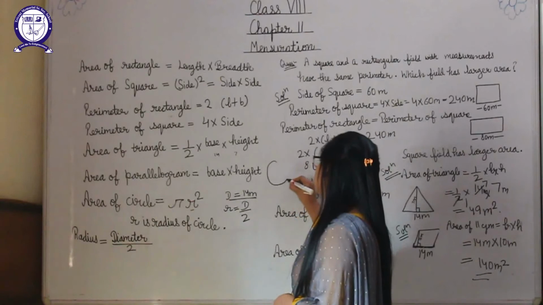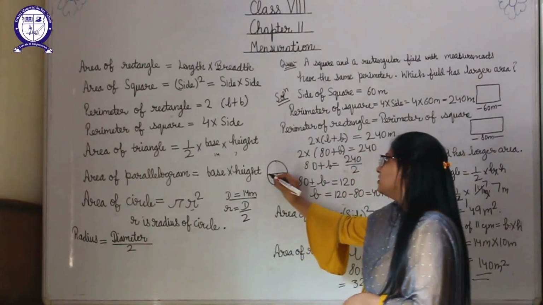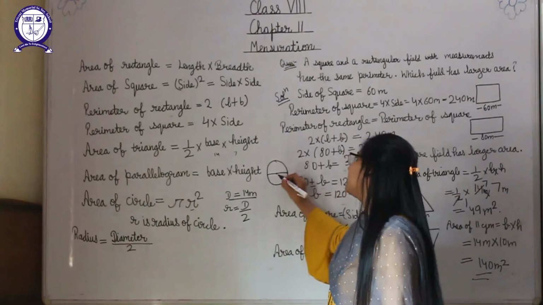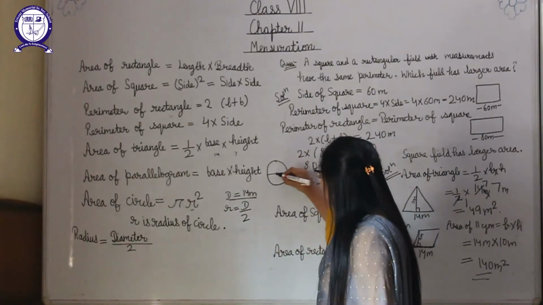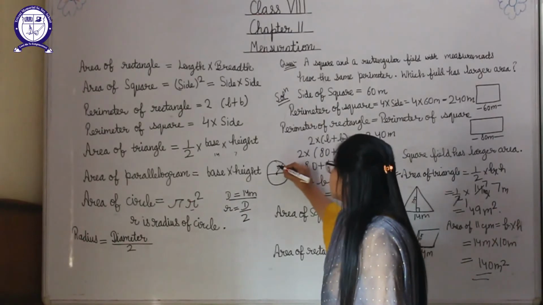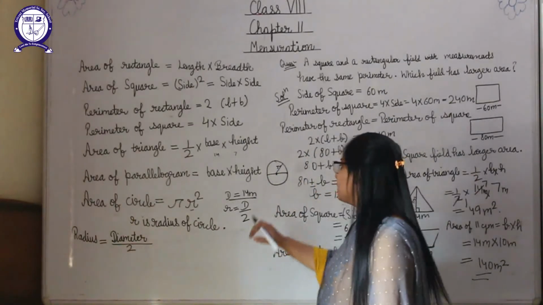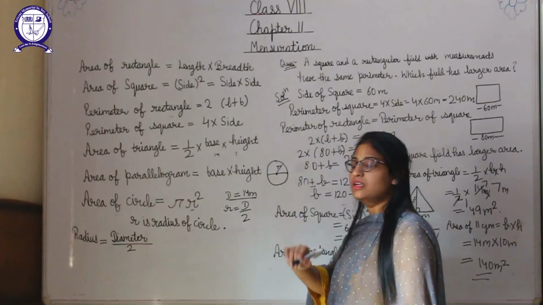Students, as you can see, this is the circle. Suppose this is the center. This is the diameter. We know that the line which touches 2 points at the boundary and passes through the center is the diameter, and we know that from the center to 1 point is the radius. It means we can say that radius is half of the diameter, means d by 2 is the radius.